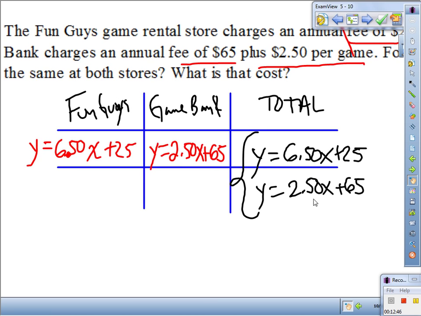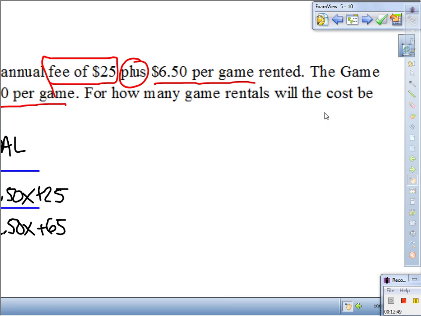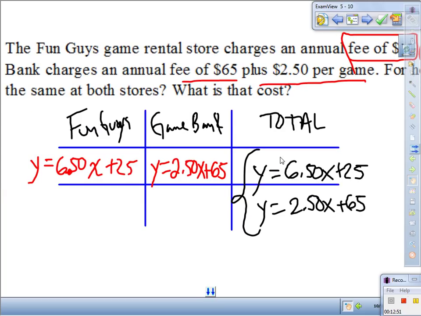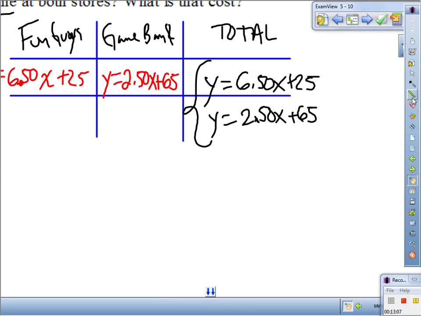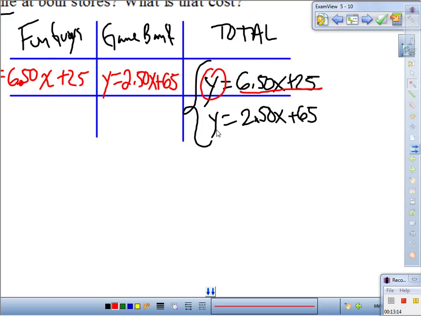It says, for how many game rentals will the cost be the same? Cost be the same. Now check this out. Look up, please. That means this equation equal to that equation. Or in other words, couldn't we use substitution here? What is Y here? This. So for the second one, instead of writing Y, what do I write? 6.50X plus 25 equals that.